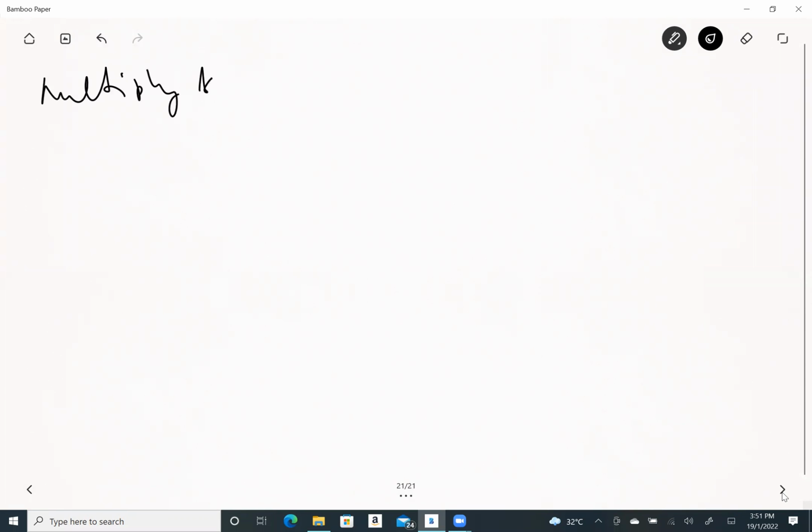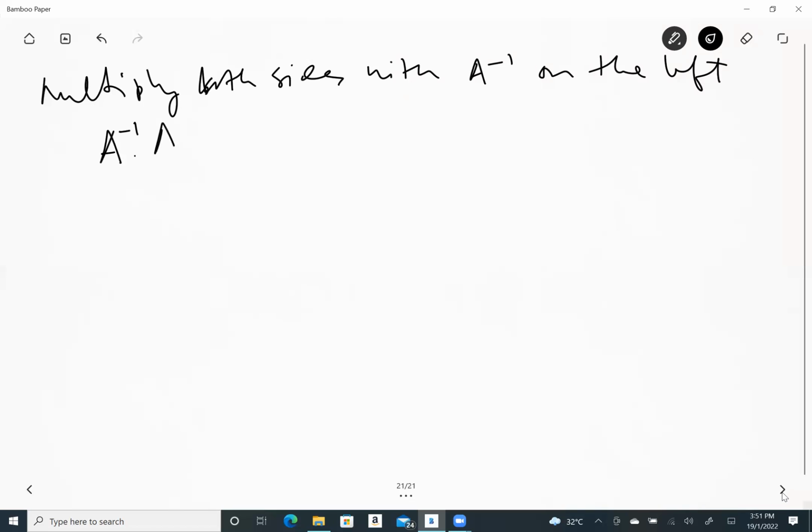So if we do that, I multiply both sides with A inverse on the left. Okay, so I have A inverse multiplied by AX equal to A inverse multiplied by B.